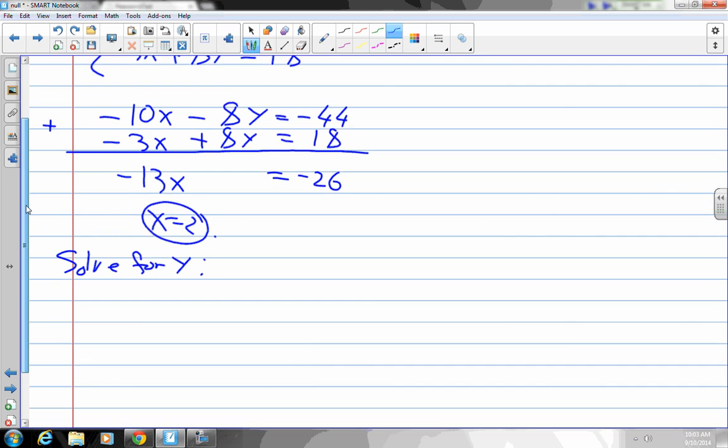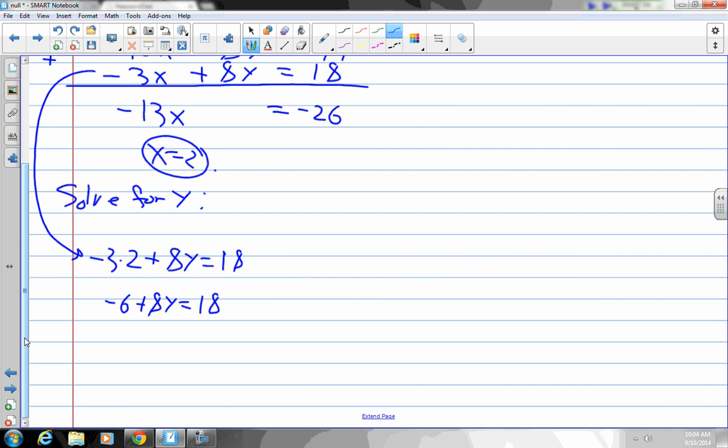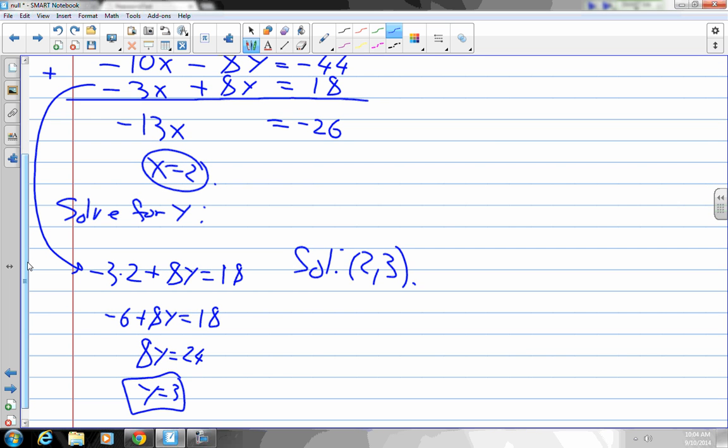Take x equals 2. Let's plug it into the second equation, whatever. So it's negative 3 times 2 plus 8y equals 18. So it's negative 6 plus 8y equals 18. And the rest is nice and pretty, right? 8y equals 24. So y equals 3. So the solution is x equals 2, y equals 3. Okay?